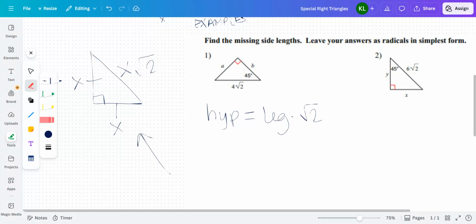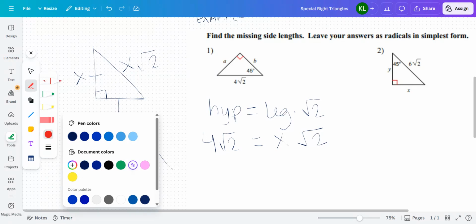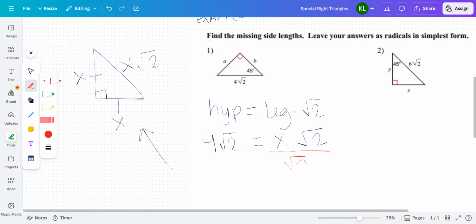this diagram over here. I know that my hypotenuse is 4 square roots of 2, and I don't know what my leg is. So x times the square root of 2. I'm trying to solve for x, and here x is being multiplied by the square root of 2, so to undo that multiplication, I am going to divide both sides by the square root of 2 to isolate x.